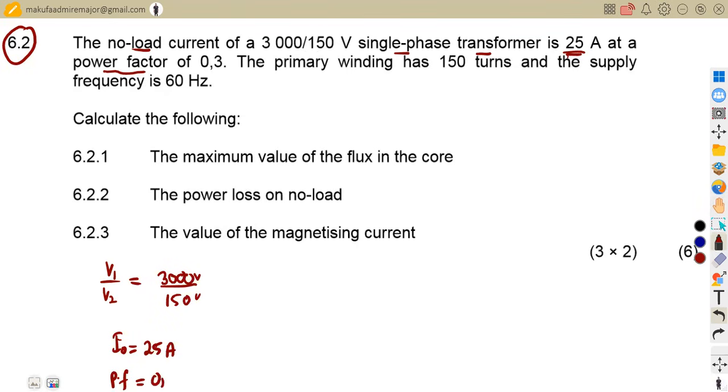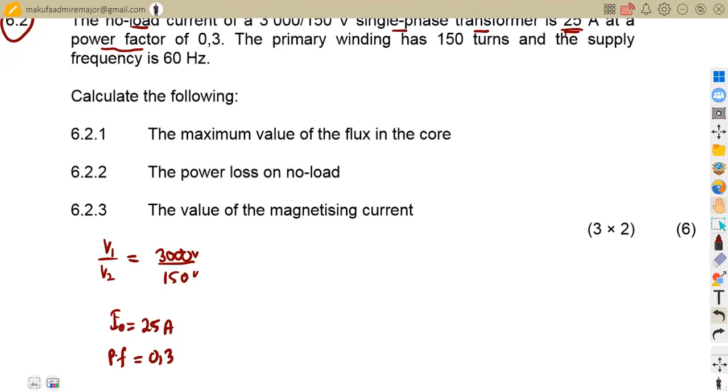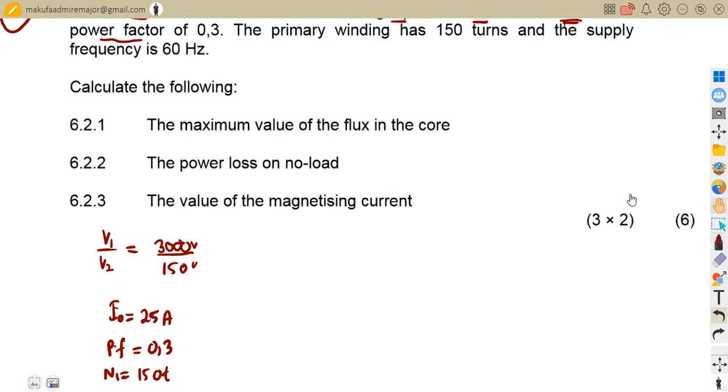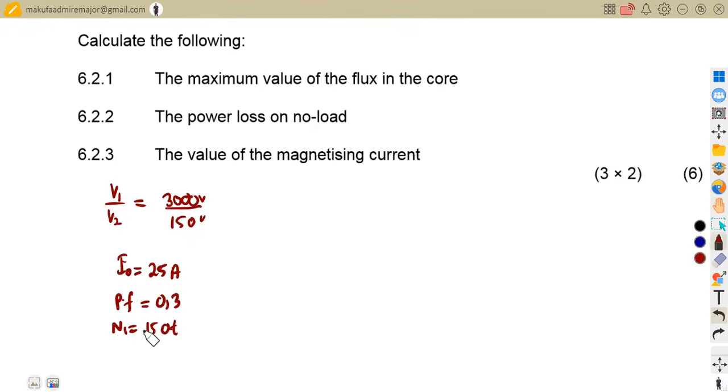So we have the power factor of 0.3. The primary windings has 150 turns, so on the primary, N1 is equivalent to 150 turns, and the frequency is 60 hertz. All right, so that is the information that we are given at no load.